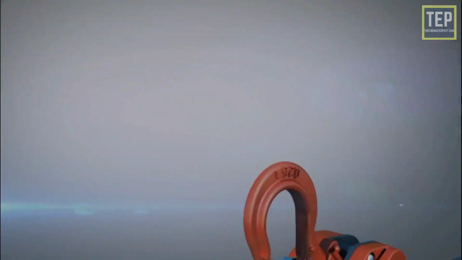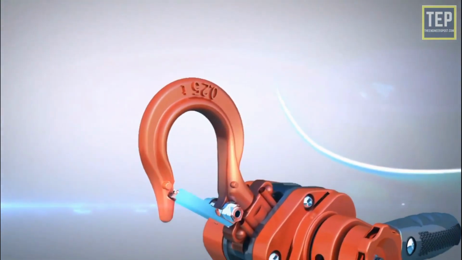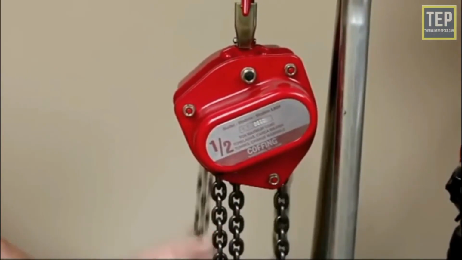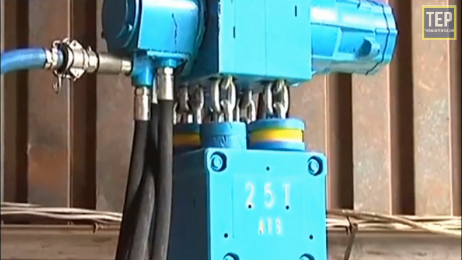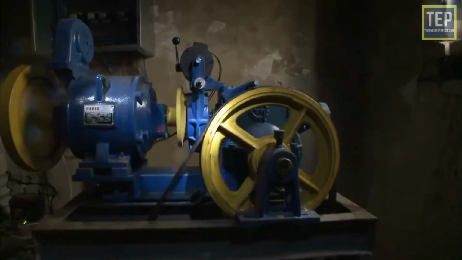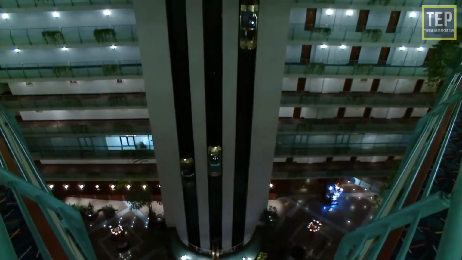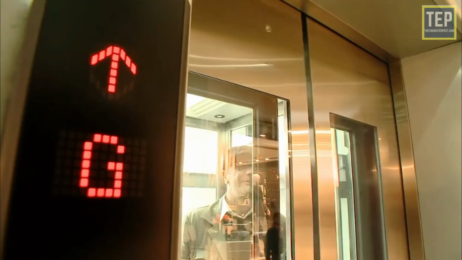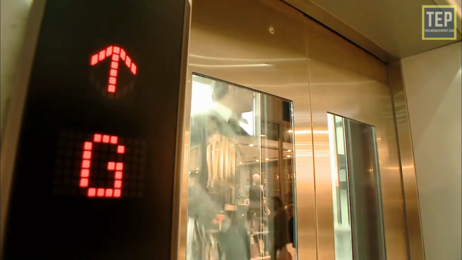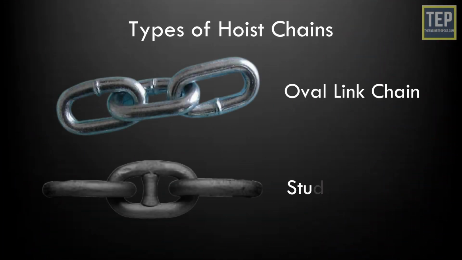These chains are quite strong to handle heavy weight. It can be operated manually, electrically, or pneumatically. The best known form is an elevator. The carriage is raised and lowered by a lifting mechanism. Most hoists are attached to their loads with a lifting hook. Hoist chains can be classified into two types: oval link chains and stud link chains.